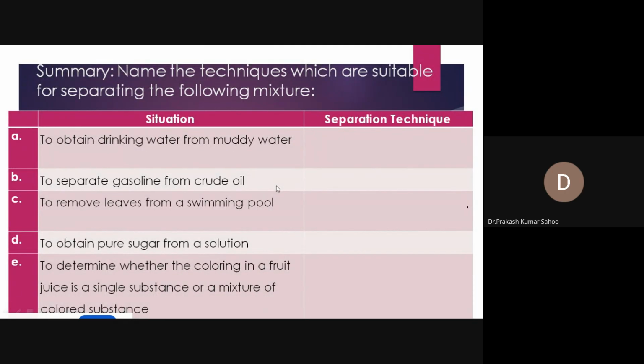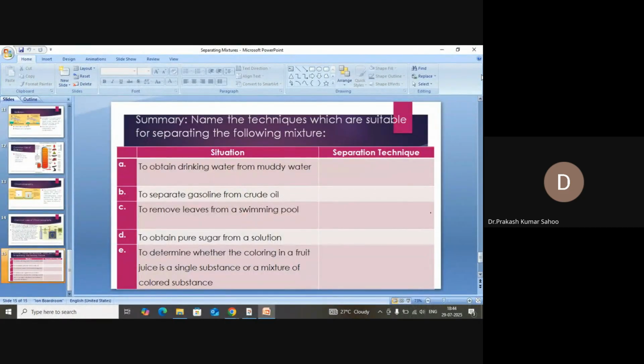Then this is one question and answer exercise. To obtain drinking water from muddy water, we can use filtration, a separation technique. To separate gasoline, it is fractional distillation. To remove leaves from a swimming pool, we may use simple filtration. To obtain pure sugar from a solution, we may use crystallization. To determine whether the color in a fruit juice is a single substance or a mixture of colored substances, we may use chromatography. So this is just an exercise for you.